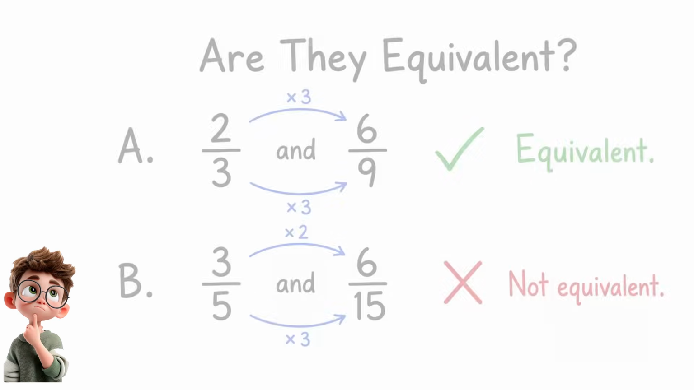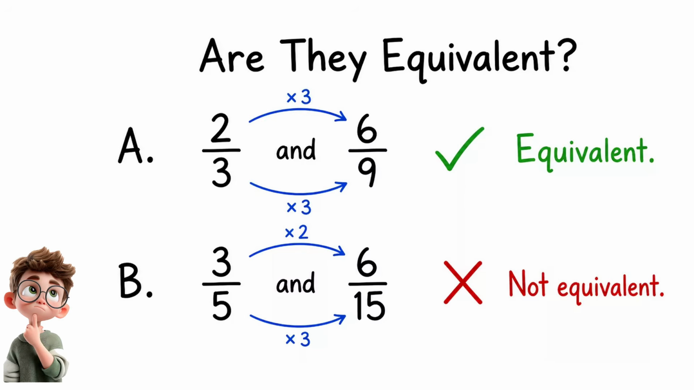Let's decide whether each pair is equivalent. For the first pair, 2 times 3 equals 6, and 3 times 3 equals 9. Both numbers were multiplied by 3, so the fractions are equivalent. For the second pair, 3 was multiplied by 2 to get 6, but 5 was multiplied by 3 to get 15. The same operation was not used for both parts, so these fractions are not equivalent.